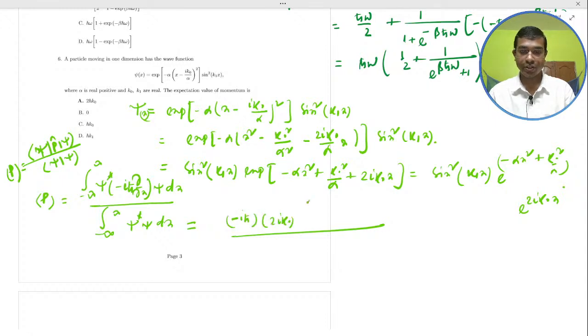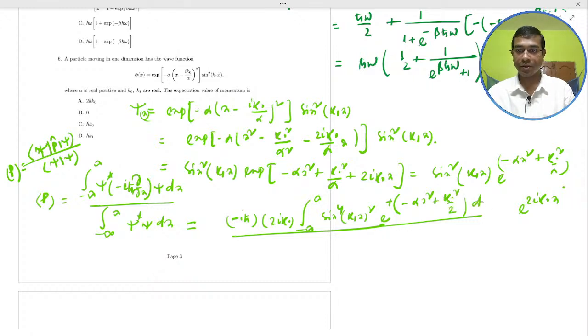2i psi k naught constant, limit minus infinity to infinity, sine to the power 4 k1x square e to the power minus alpha x square. This will be the plus, minus go inside, k naught square. Just put this value dx, and here minus infinity to infinity sine to the power 4 k1x, 2 minus alpha x square plus k naught square by 2 dx.